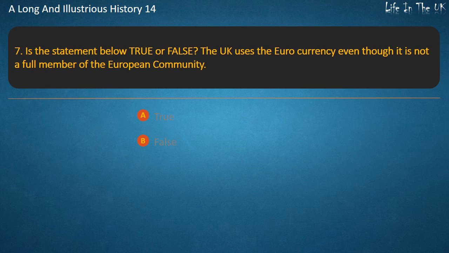Question 7. Is the statement below true or false? The UK uses the euro currency even though it is not a full member of the European Community. True. False. Answer. False.